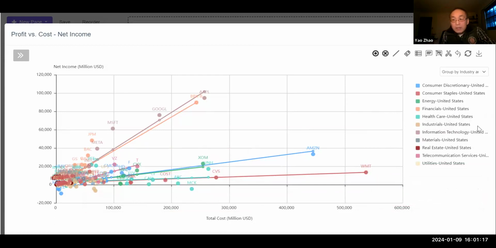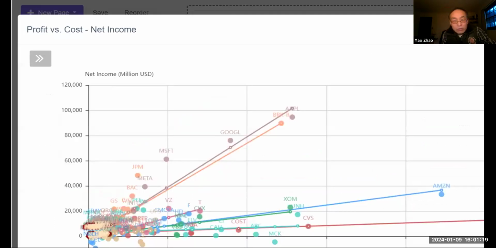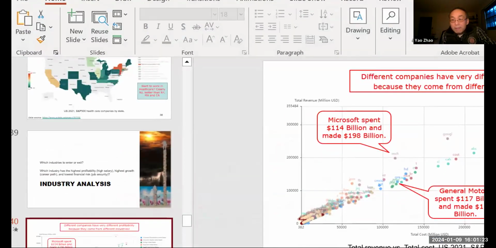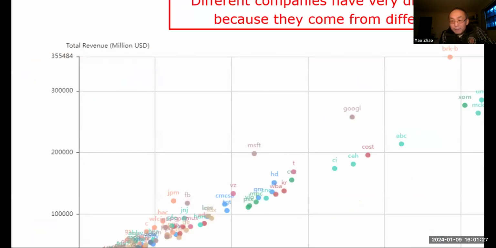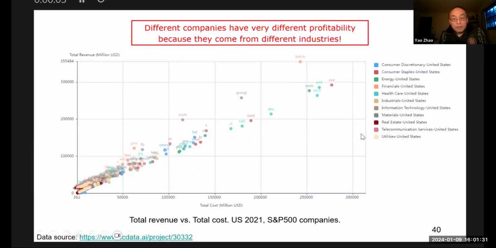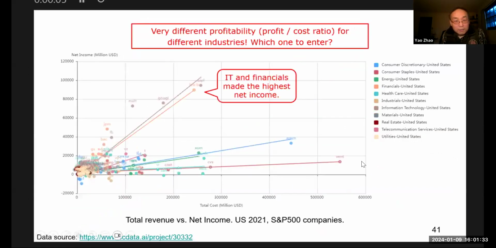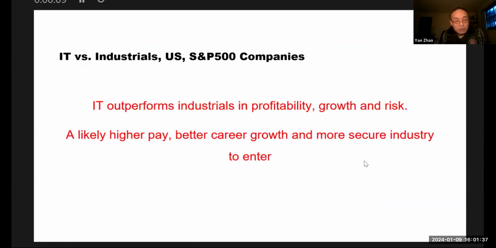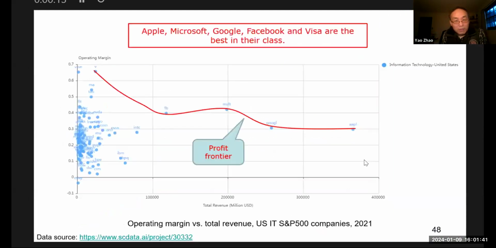Okay, let me come back and conclude the presentation. Here we go. This is what I just talked about, so I have to skip this. You can compare industries side by side as well.